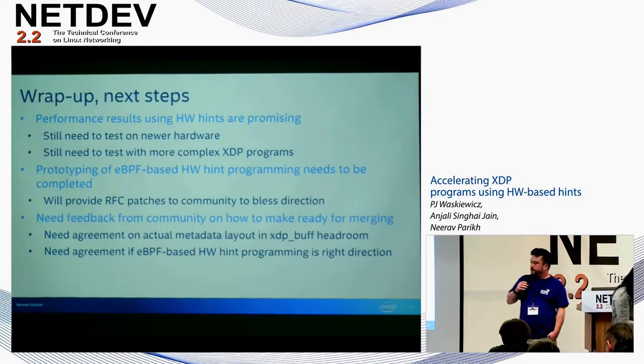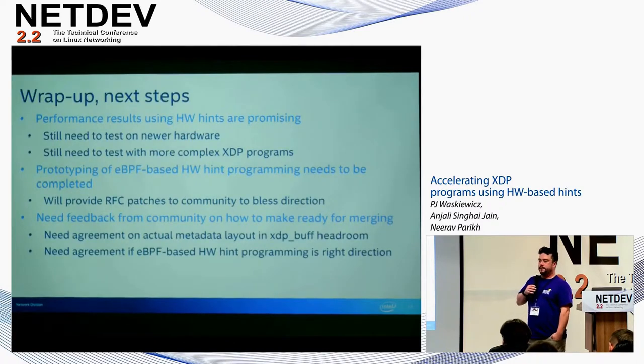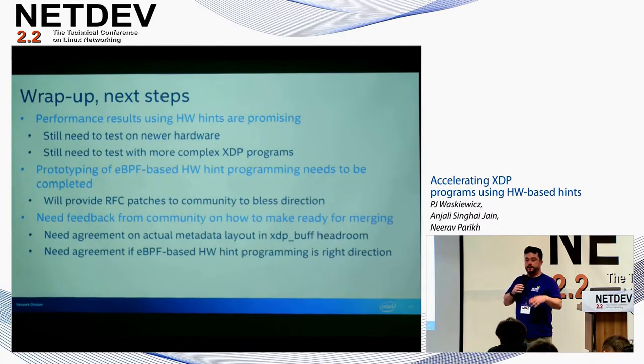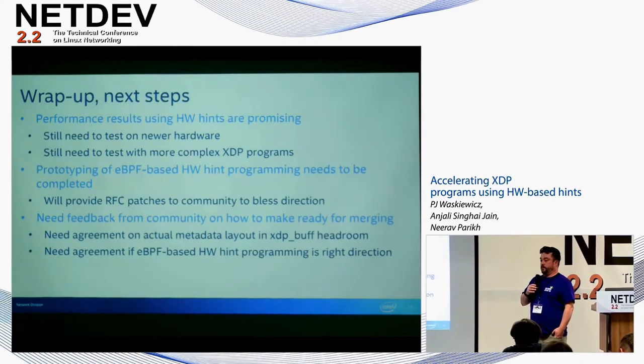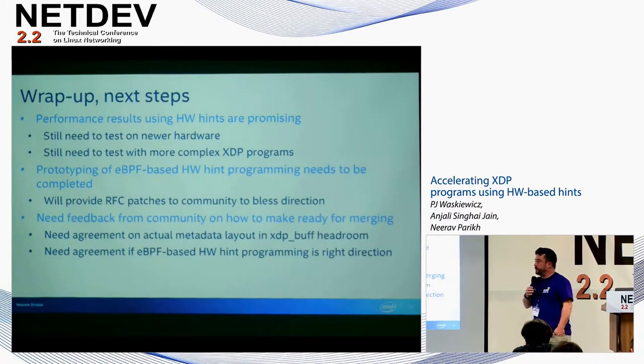Okay, so to wrap up, these are the next steps, and this goes to your question. You may have been peeking into the matrix, but the next things that we really want to do is continue to do the performance characterizations. Like I had mentioned before, we need to test on newer hardware. We need to make some changes to our test rigs to remove that artificial headroom on the NIC that we were using, and we need to test with more types of XDP programs.